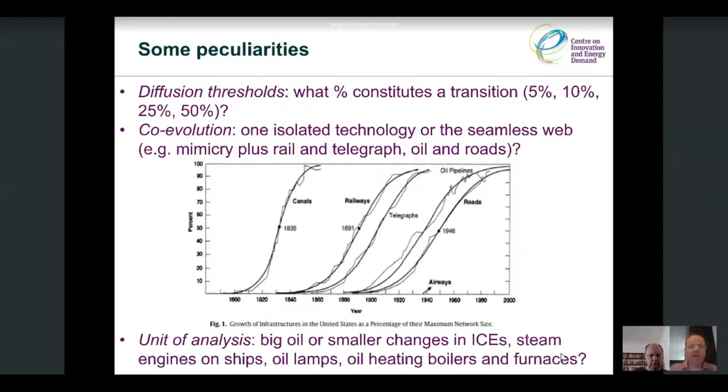And then the final big thing is, well, what is your unit of analysis? That big global oil transition that Smil talked about looks like it takes ages.